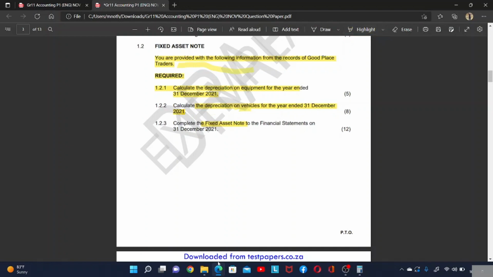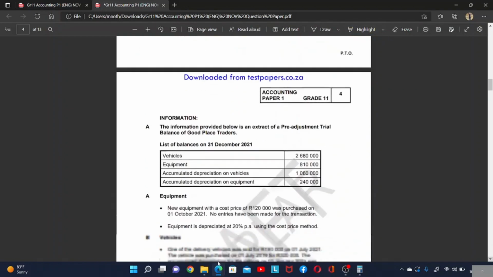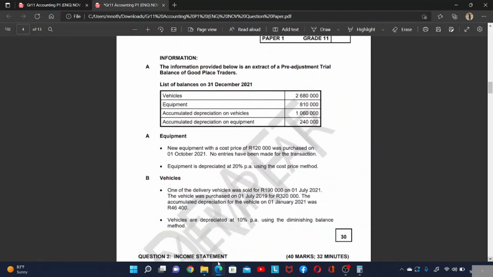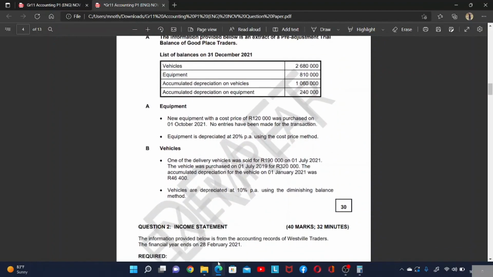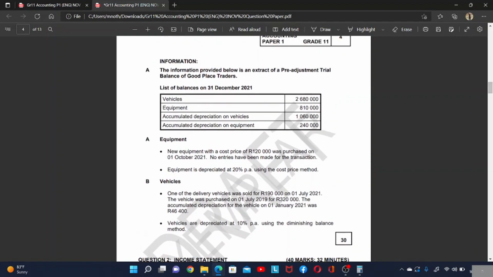Okay, let's calculate the depreciation on equipment. The information provided below is an extract of a pre-adjustment trial balance of Good Place Traders, a list of balances on 31 December 2021.